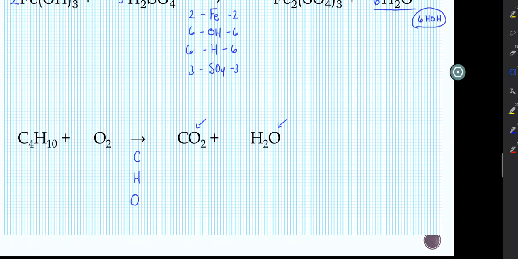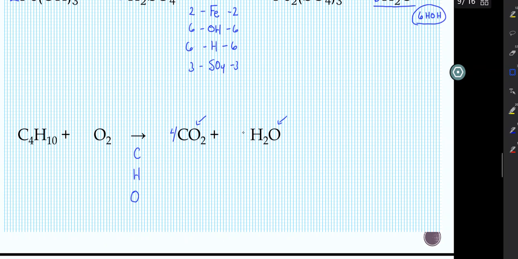If you have elements in 2 different areas, on your products or your reactants, skip them to the end. A lot of times they'll work themselves out. In this case, they don't. But my carbons, I'm going to put a 4 there. My H's, I'm going to put a 5 because I have 10. So those are balanced.